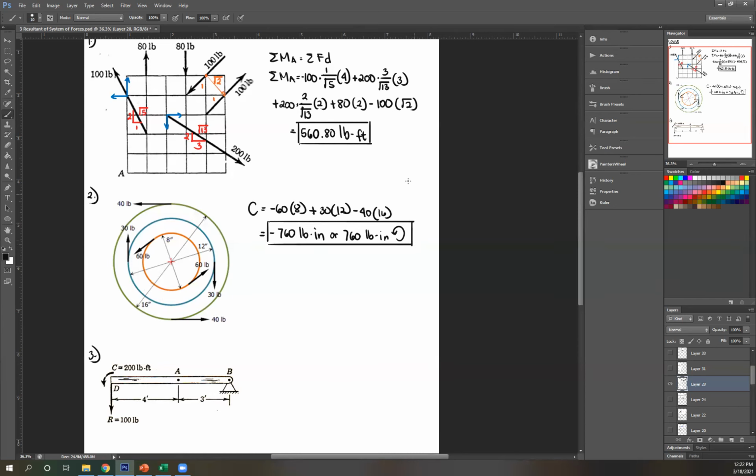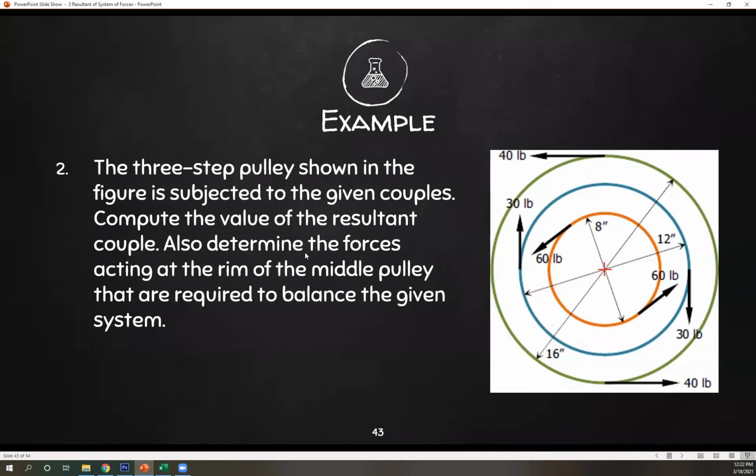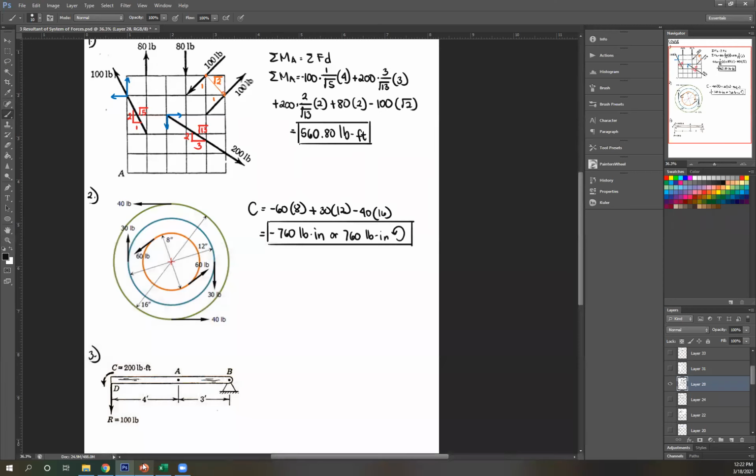Okay? And the next part, determine the force acting at the rim of the middle pulley that are required to balance the given system. So to balance the given system, that means that the resultant of your forces is 0, which is our next topic, okay, after resultant. So this is a sneak peek to that. So to get that balance force, we're just gonna equate it to the magnitude. Okay. So C equals FD. That is what we're looking for. C is the resultant.